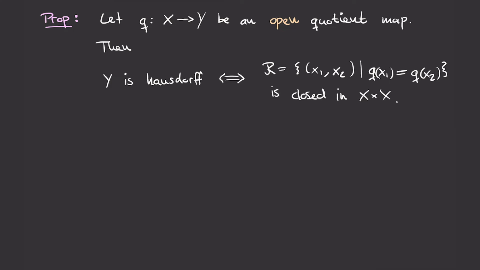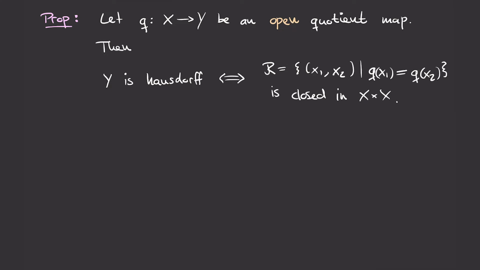So this relation will be very big if the quotient map identifies a lot of points, so smooshes a lot of points from X together, and it'll just be the identity relation if the quotient map is injective and doesn't identify anything. Hence, this proposition is now saying that provided the quotient map is open, the Hausdorff property for the quotient space doesn't really care about how large this relation R here is. It just cares whether it's closed in the product X cross X.